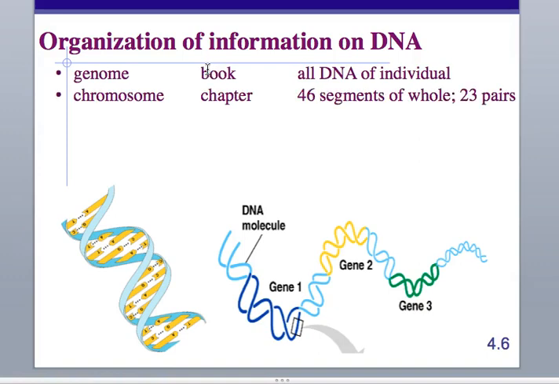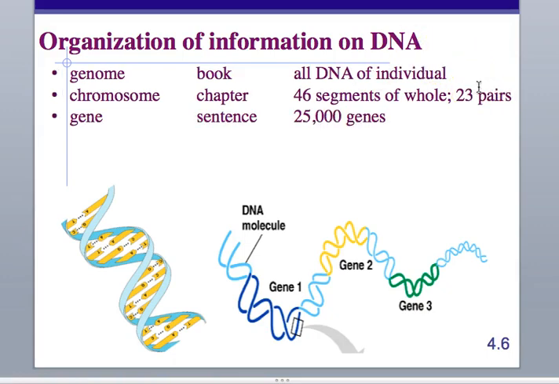Within the genome, you have individual chromosomes, and that's kind of like the chapters in a book. There are 46 basically sections to the DNA that get condensed in a certain way, and there are 23 pairs of them. Within the chromosomes, you have different genes. So if we're still following our book analogy, if the genome is a book and the chromosomes are the chapters of that book, within that chapter are sentences. So genes are little chunks of specific chromosomes being read.